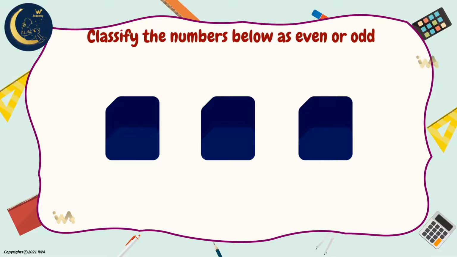Here we have 3 cards. When we click on a card, it reveals a number, and we want to find out whether this number is even or odd. Are you ready? Let's start. Let's click on this card. It holds the number 46.